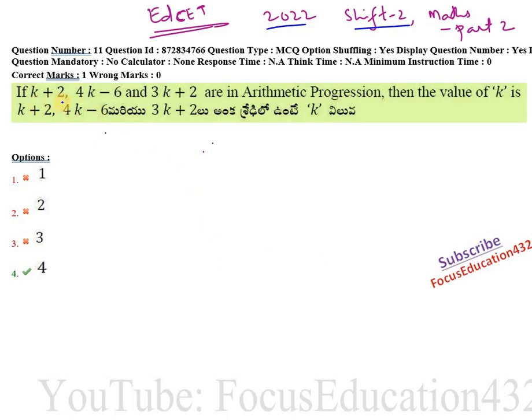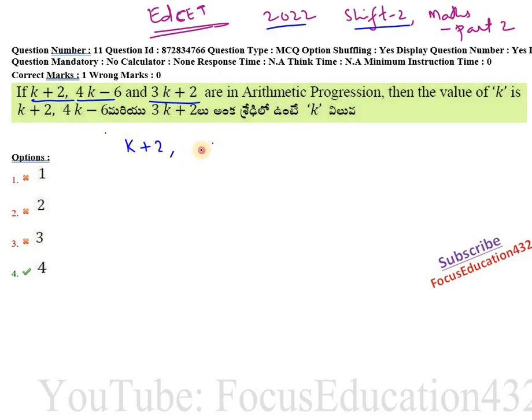Now the question here is: if k plus 2, 4k minus 6, and 3k plus 2 are the three terms of an AP, then the value of k is. So it is given that these three terms are in AP. AP means what? Arithmetic progression.